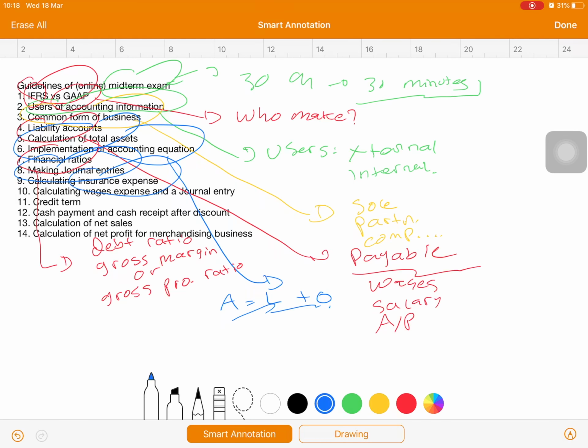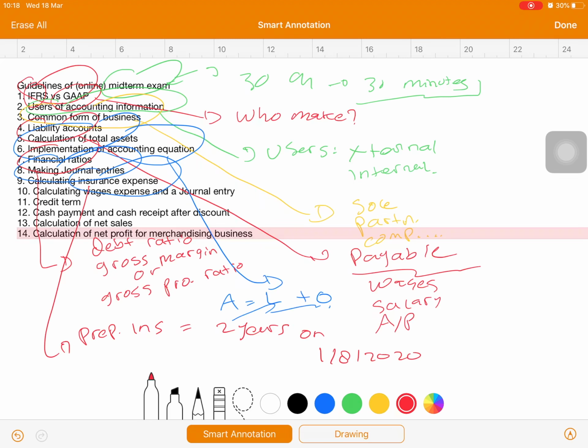And you have calculating of insurance expense. You know that sometimes you pay the insurance, like prepaid insurance, for 2 years, but the expense is only for 5 months. For example, you pay prepaid insurance for 2 years on the 1st of August 2020. But my question is, what is the insurance expense at the end of December?